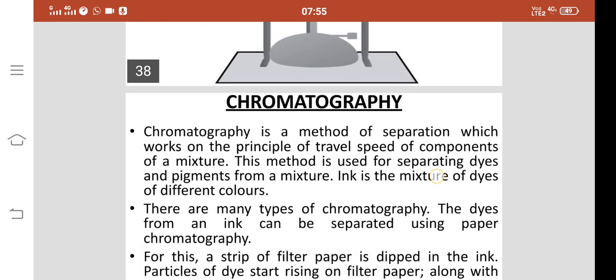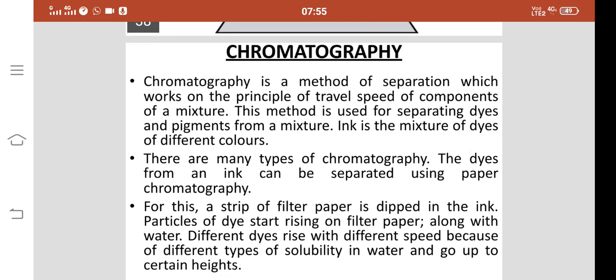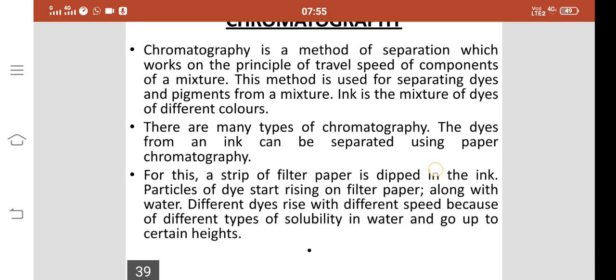Now the next important technique is chromatography. Chromatography is a method of separation which works on the principle of the travel speed of components of a mixture. This method is used for separating dyes and pigments from a mixture. Ink is a mixture of dyes of different colors.